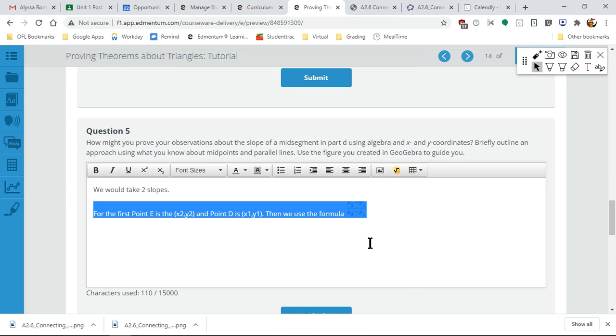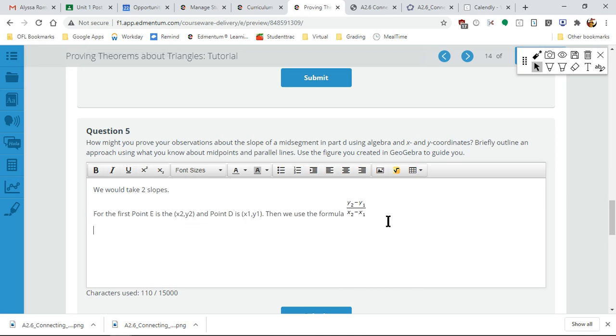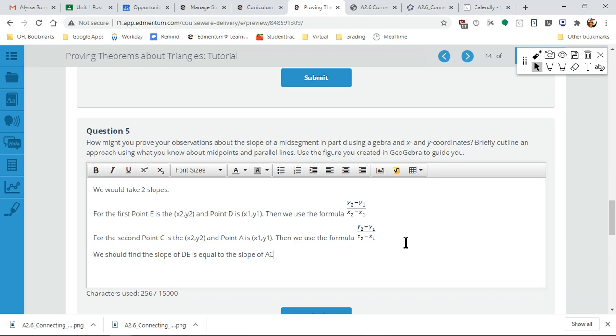And then, since I'm lazy, I'm going to copy that whole thing and paste it. I'm going to change this for the second part. For the second one, point C is that, and point A is the other one, because we're finding the slope of both. We should find the slope of DE is equal to the slope of AC.